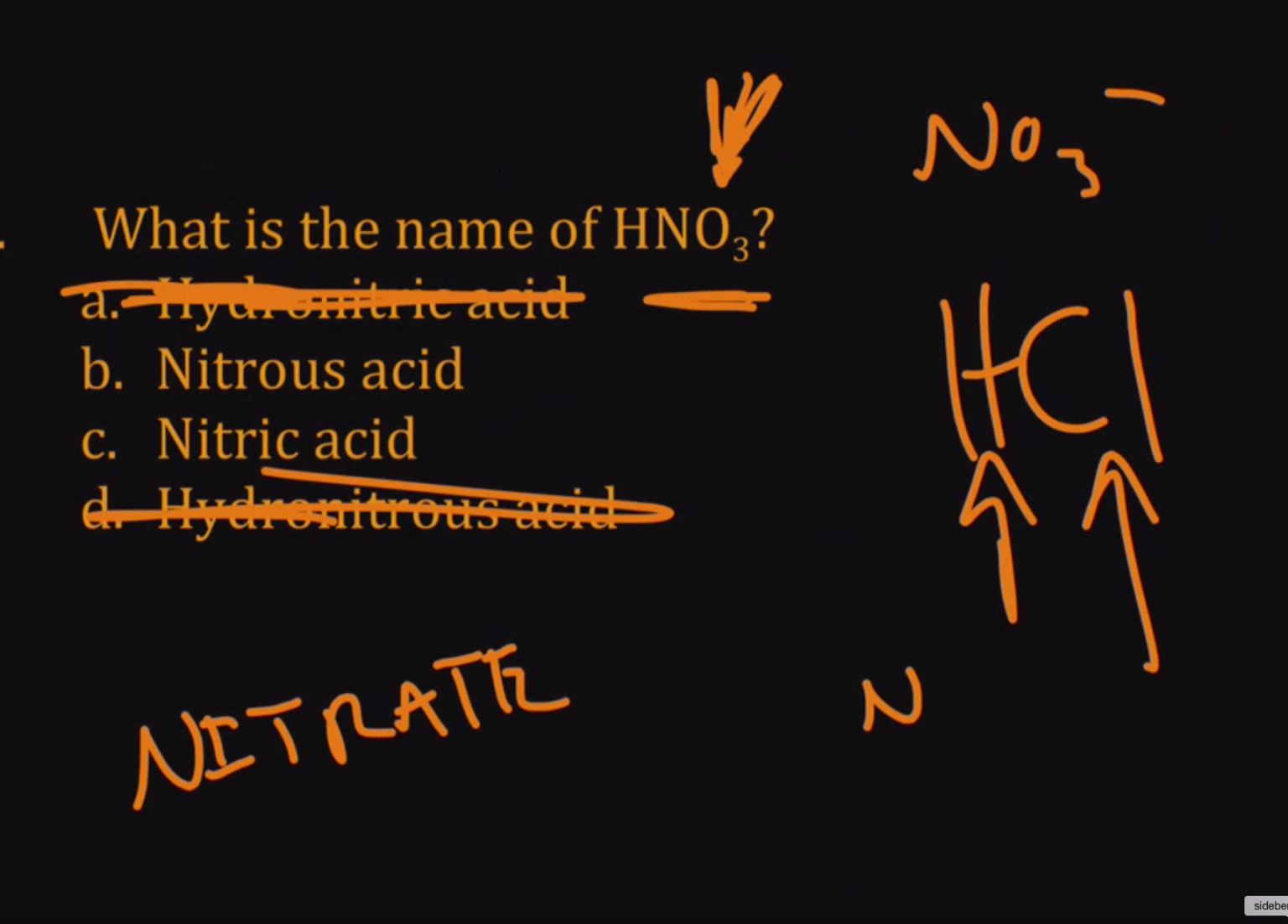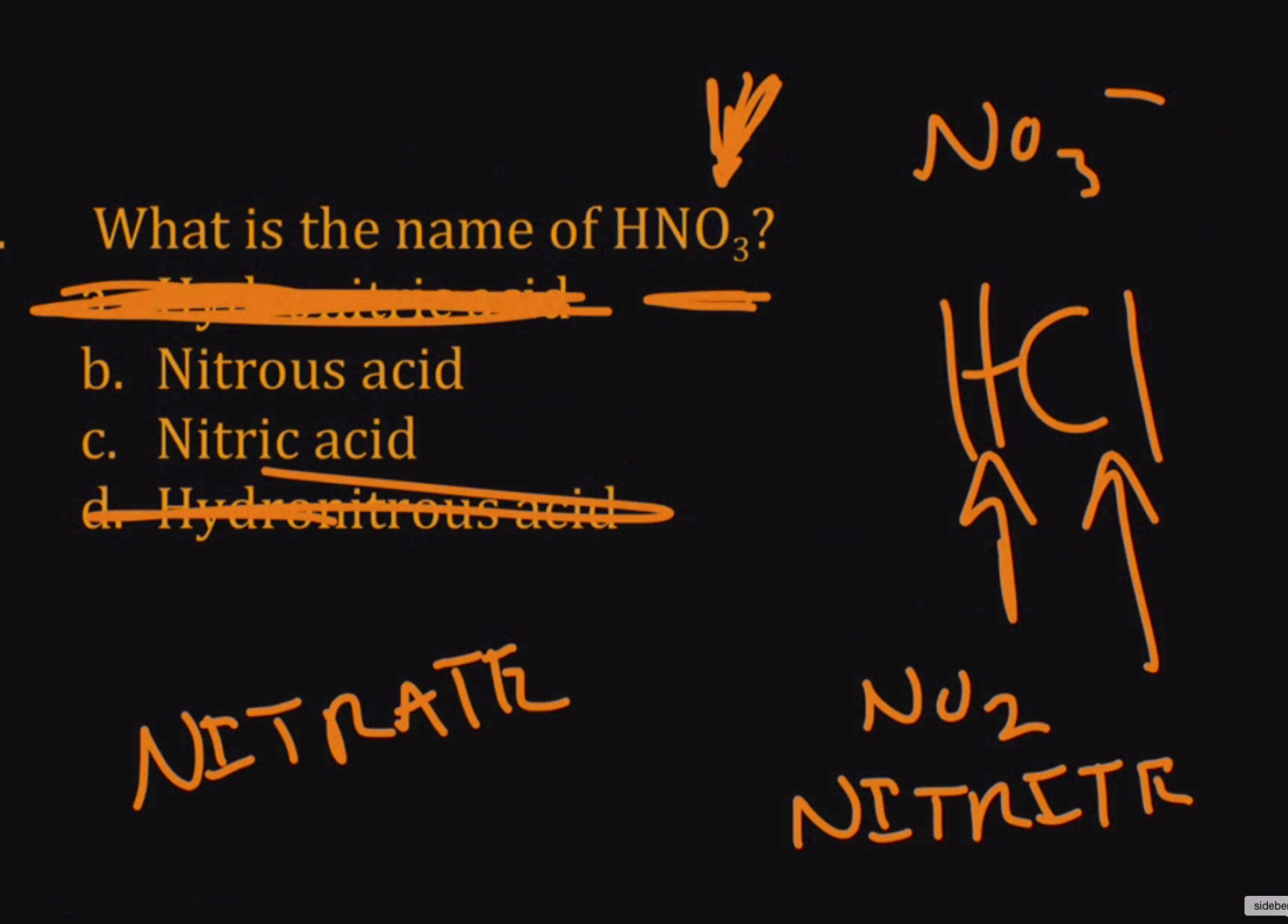If it was NO2, that would be called nitrite. Okay, you'll have a list of the polyatomic ions, so you will be able to look up NO2, NO3, SO4, all those polyatomic ions to find the names. Here's the key part. Sorry, two key parts. The first key part, as I already said, if it's got oxygen, it doesn't have hydro. So that eliminates those choices.